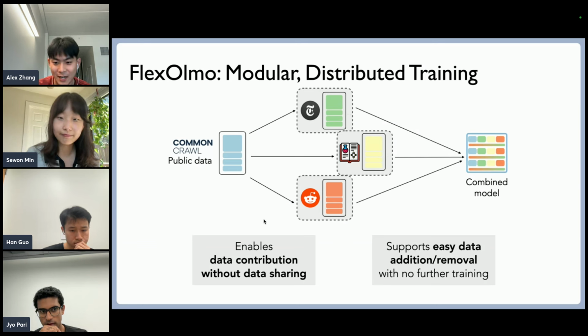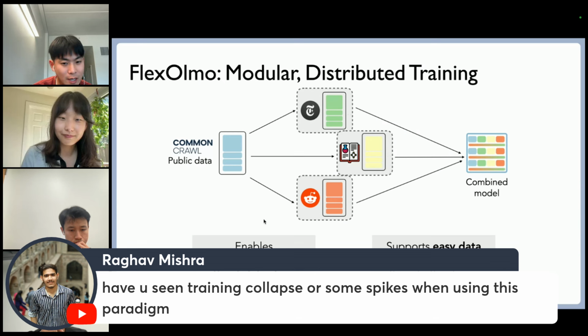I see. And then the last question is, Raghav asks, basically, when you're training with this paradigm, do you observe some kind of training collapse or big loss spikes, or is it relatively stable?